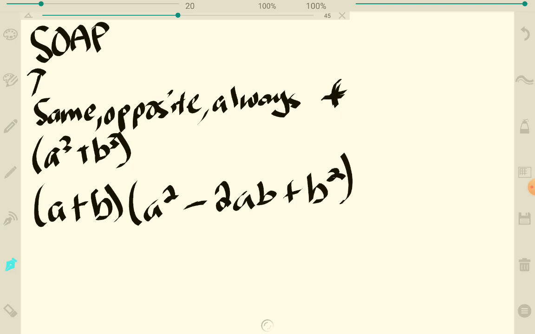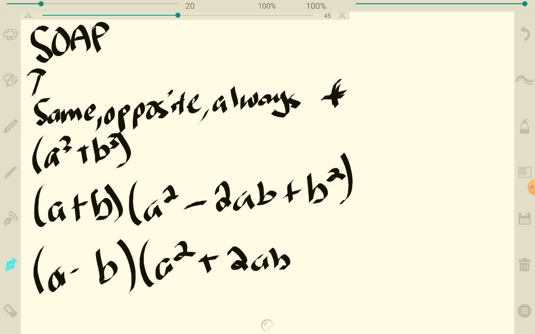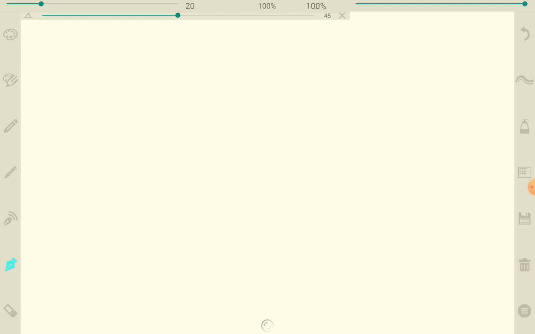And this would be the same for negative, except it would be a minus b times a squared plus 2ab plus b squared. So let's get started with our first problem.